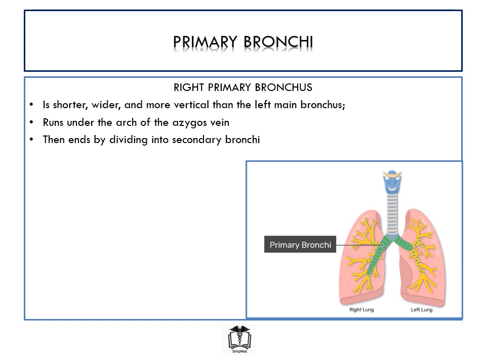The right primary bronchus tends to run under the arch of the azygos vein. That's its relation, and then it ends by dividing into the secondary bronchi.